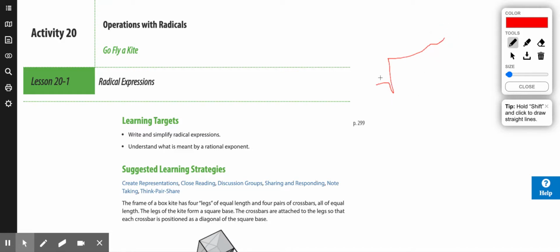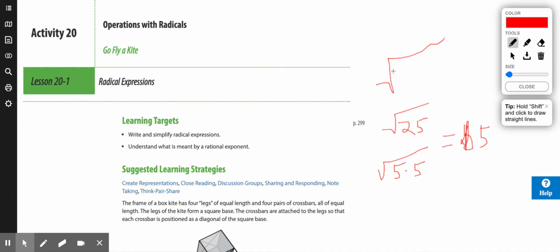Okay, this one is the square root symbol. And it basically means what number times itself is the number underneath the symbol. So for example, if we took the square root of 25, we just ask ourselves, what number times itself is 25? Well, that would be 5 times 5. And so the square root of 25 is 5.